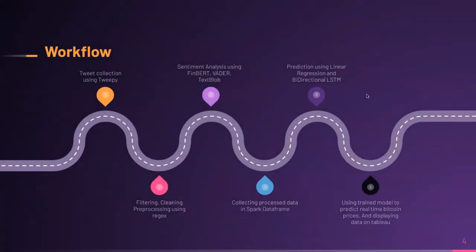So this is Shreyas, and I will be explaining the general workflow of our project. First, we collect the Twitter stream from the Tweepy library of Python. Then the stream is filtered, cleaned, and pre-processed using regex. Then we use sentiment analysis algorithms like FinBERT, VADER, and TextBlob. Next, we collect the processed data, the parameters that we just extracted from sentiment analysis, in a Spark data frame. Then we apply linear regression and bidirectional LSTM models to predict the final price of Bitcoin. And once these models are trained, we use the trained model to predict real-time Bitcoin prices and display the data on a Tableau dashboard.